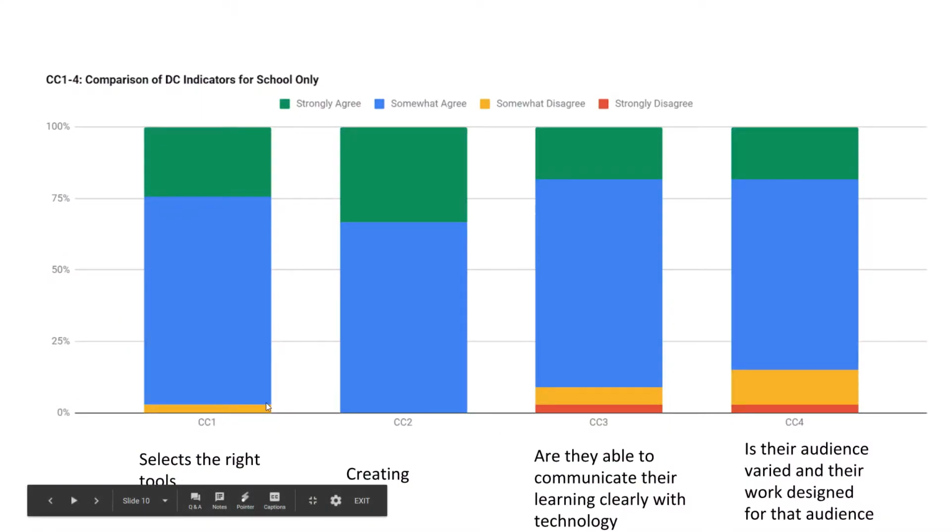So this is how we graded ourselves. If you notice, we did pretty good. Students are selecting the right tools. Apparently everyone's creating using technology, which I agree. And they're able to communicate their learning clearly with technology, and their audience is varied.